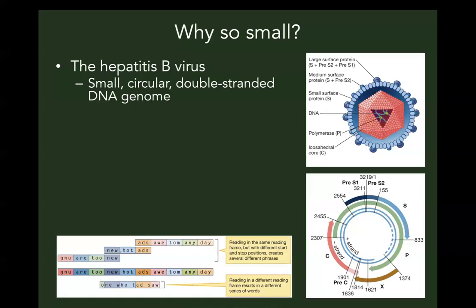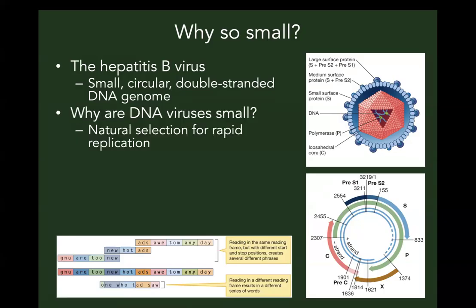All right, the next question that people have asked is, why is it that viruses are able to have such tiny, tiny little genomes? And here's just another example. So this is the hepatitis B virus, and it's very small. It's a DNA-based virus. It's circular and double-stranded. So how does hepatitis B manage this?